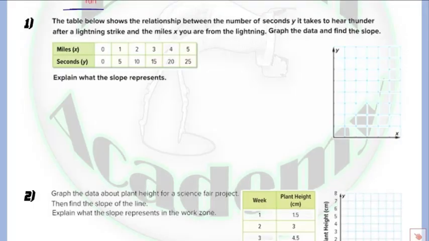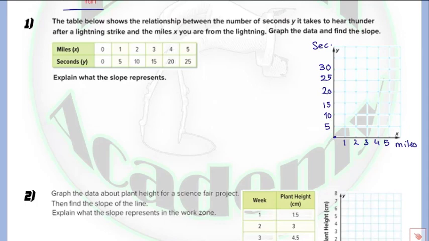The table that we have shows the relation between the number of miles and the seconds. We need to graph the table, then find the slope. After that, we need to explain the meaning of this slope. As we said, now we have the x and y. X represents the number of miles, and y represents the number of seconds. So we just need to plot the points. The first point that we have is 0 and 0, which is the origin.